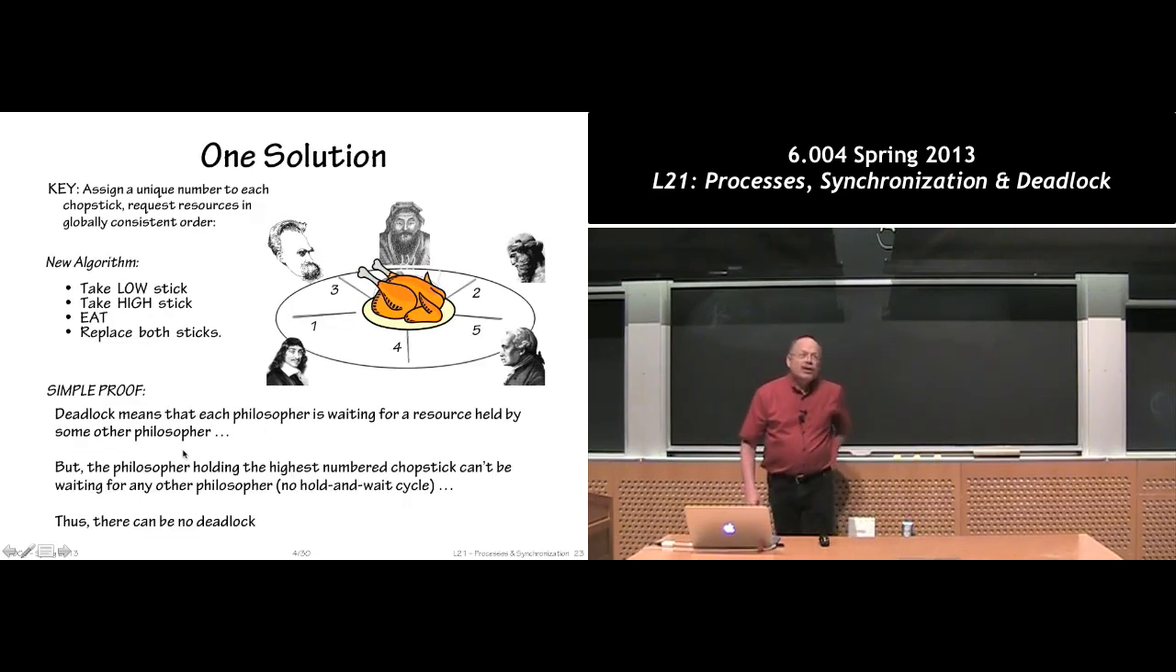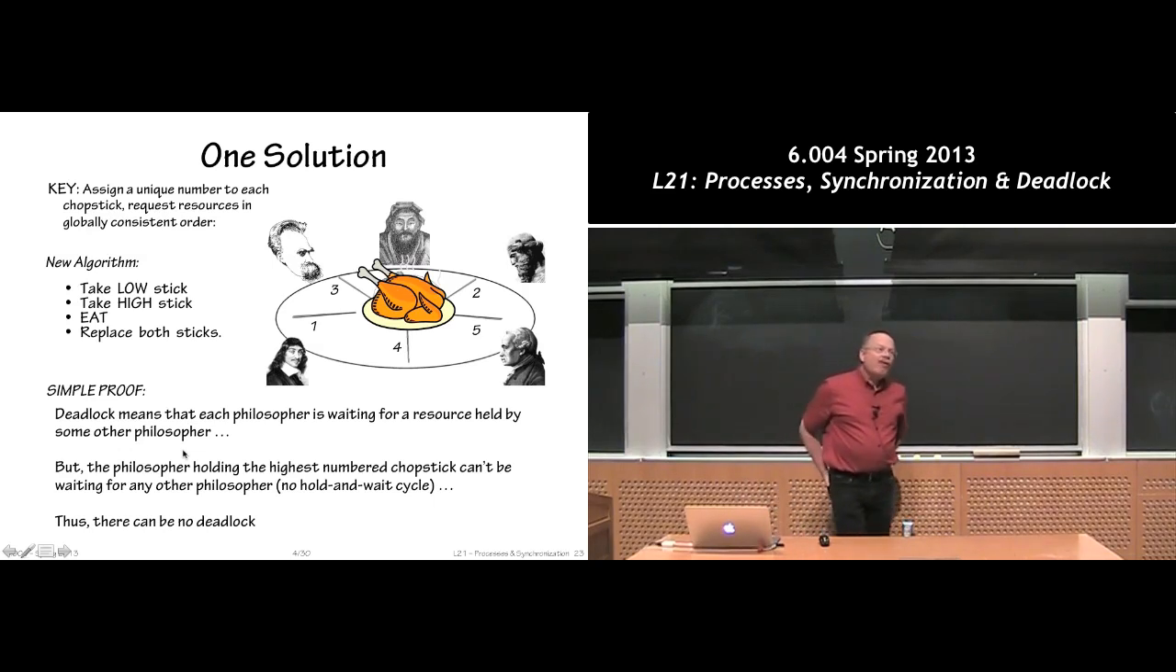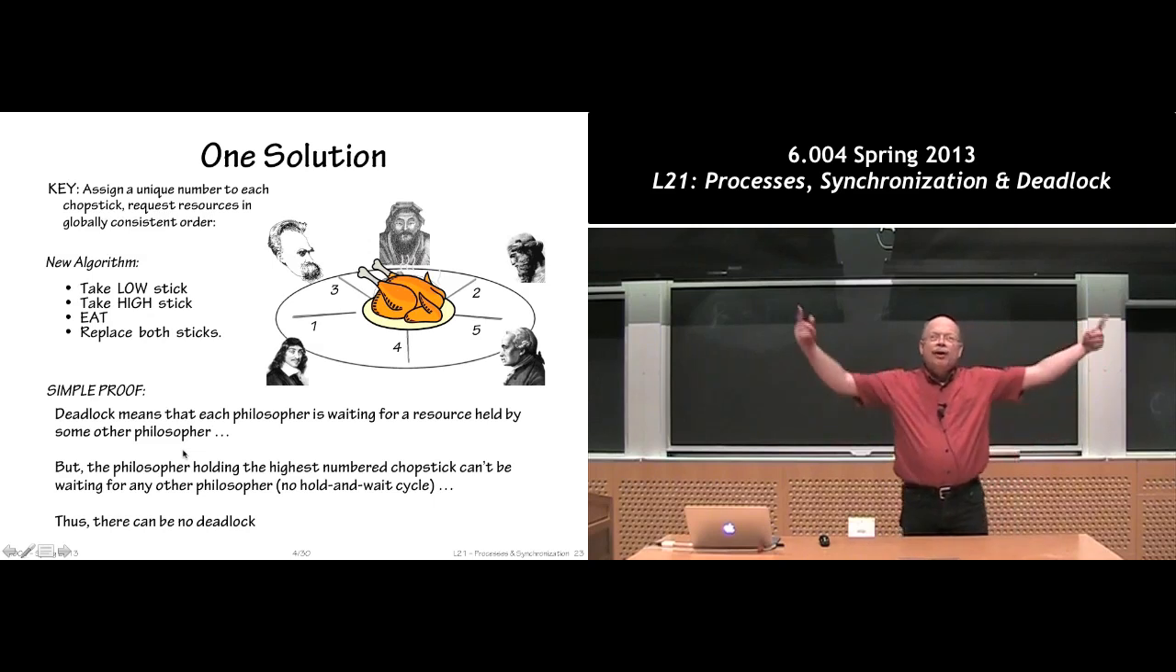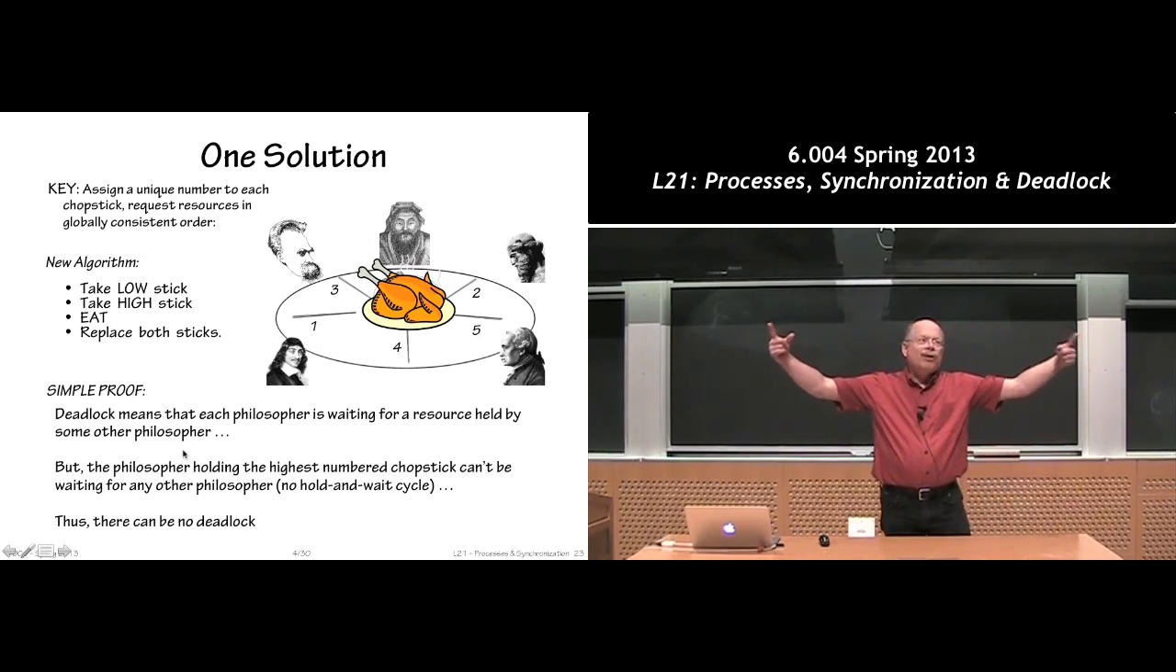Okay, so there's a simple way to solve this problem, which is to number the chopsticks, and instead of going to left and right, simply pick the lowest chopstick first and then your highest one. Right? And this simple notion of ordering, coming up with a total ordering of all the resources that you're competing for, and always acquire them in the same order.